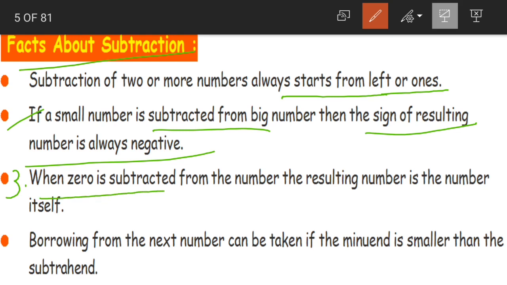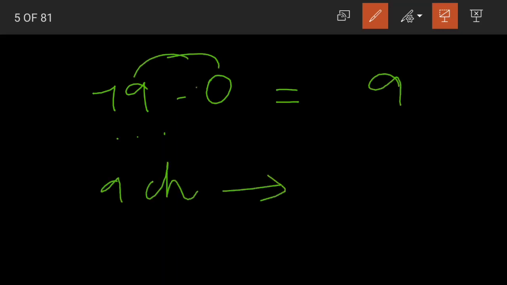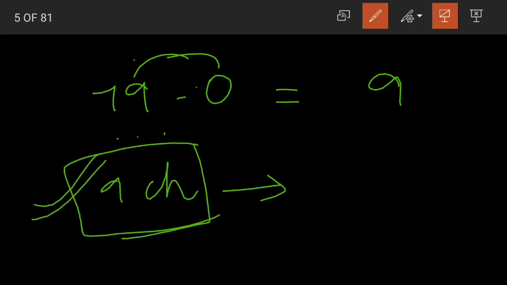When 0 is subtracted from a number, the resulting number is the number itself. Let us take the example of number 79. What are they saying? When 0 is subtracted from a number. 79 is a number. Let us subtract 0. What will the answer be? 9 minus 0, 9. You have 9 chocolates and you did not give any chocolate to anyone. You have taken away 0 chocolates from it. So how many will you be remaining with? You will be remaining with 9. No change is done to the number. So 9 minus 0 is 9.